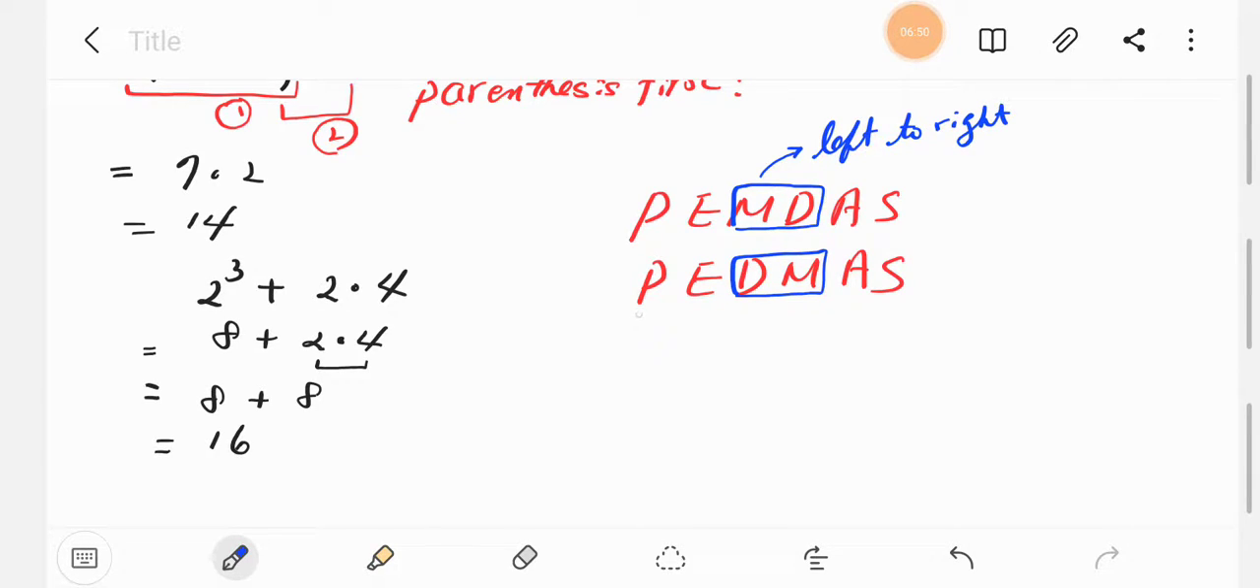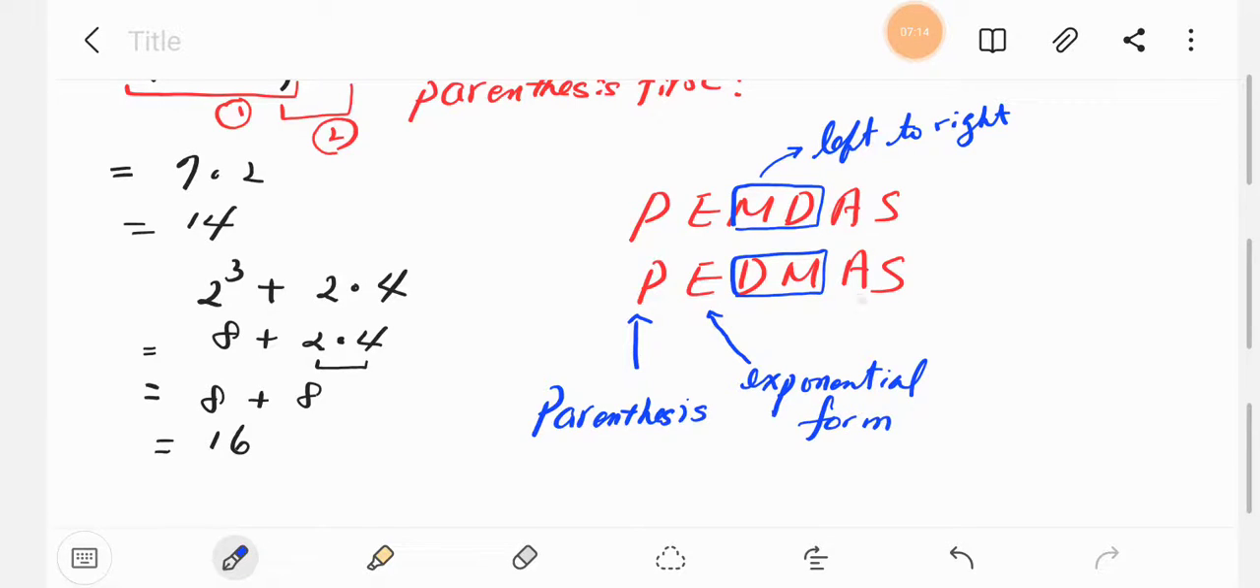So first priority is parenthesis. If there is a parenthesis, then always simplify the parenthesis first, and once you complete it, then do the exponential form. Exponential form is next, and then addition and subtraction. Addition and subtraction is the last part. When you do addition and subtraction, do it from left to right as well. Okay, then let's try some examples.